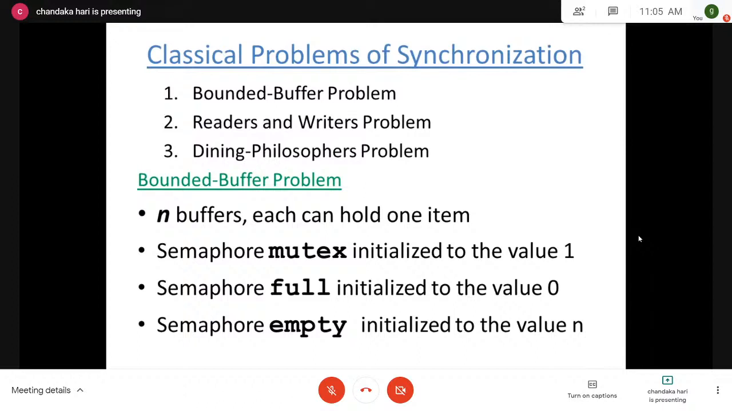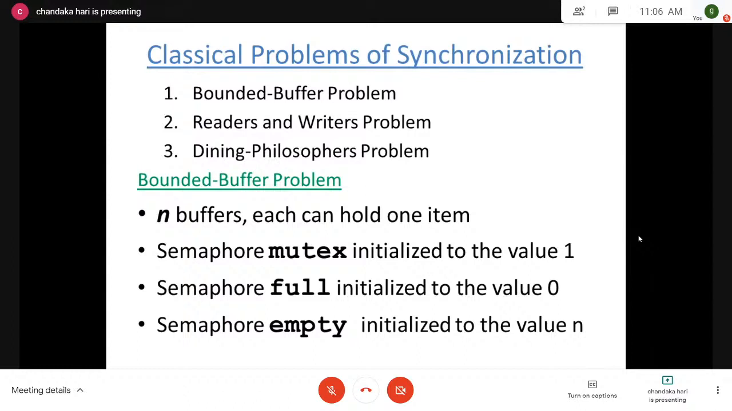Now coming to the next one, the bounded buffer problem. There are n buffers, each with the capability of holding one data item. I am using one mutex variable, a semaphore variable initialized to the value one. This variable is accessible by only one person at a time. And I'm using another semaphore variable, full, initialized to the value zero.